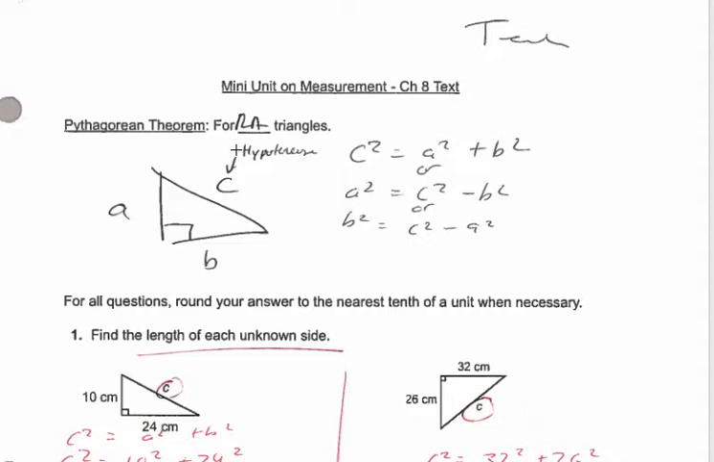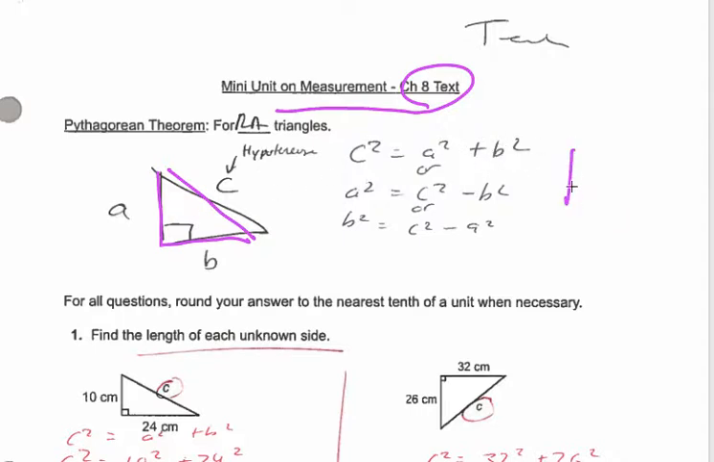So this is the little mini unit here on chapter 8, winter unit, and it's on measurement, chapter 8 from the textbook. And we start off with the Pythagorean theorem. A lot of you should know this. It's a squared plus b squared equals c squared. It works for right angled triangles.